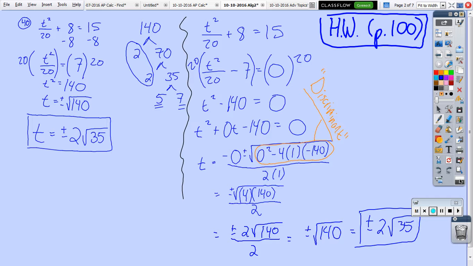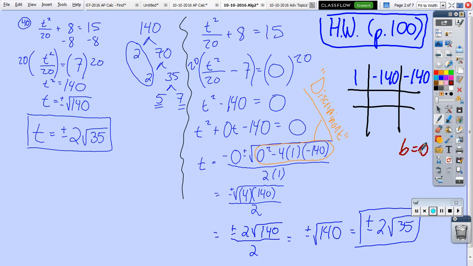Now from here, if you attempted tic-tac-toe right now, you say, okay, AC, so A is 1, C is negative 140, so AC is negative 140. B is 0. If you try tic-tac-toe, it's either going to work or it's not going to work. Factors of negative 140 that add to 0. Well, they're probably going to be fairly close in terms of their absolute value. So let me try 10 and 14. But with one being negative, they don't add to 0.